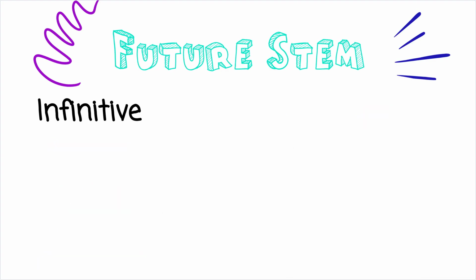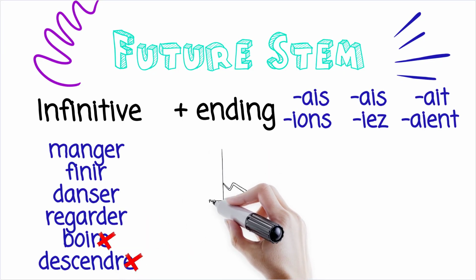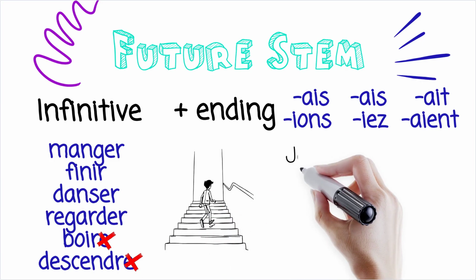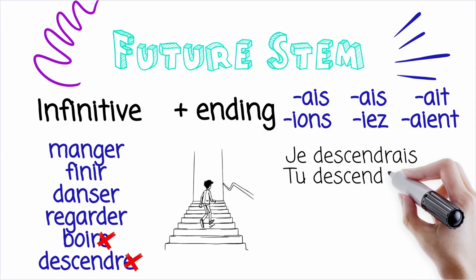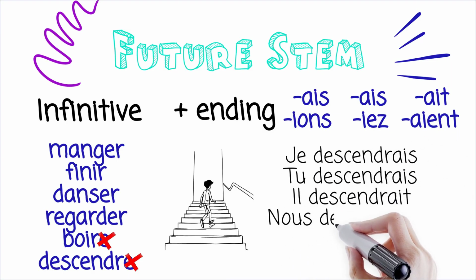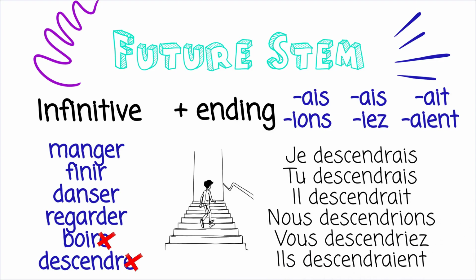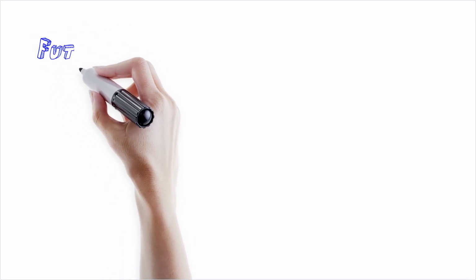Let's have a quick look at one of the verbs that ends in an E. So we're going to use descendre as our example, to go down, to descend. Remember that we just have to remove the E before we add our endings. Our endings never change. They're always the same. So, je descendrais, tu descendrais, il descendrait, nous descendrions, vous descendriez, ils descendraient. I would descend, you would descend, etc., etc.